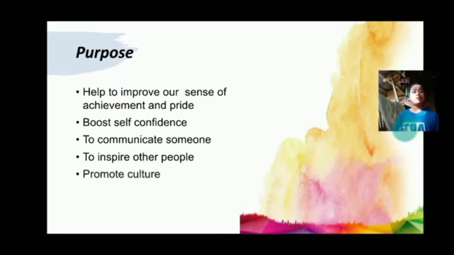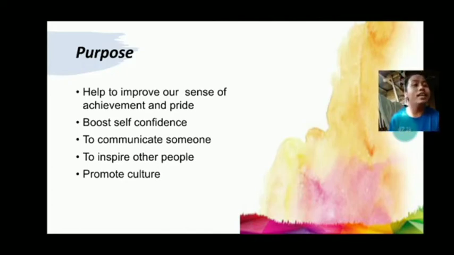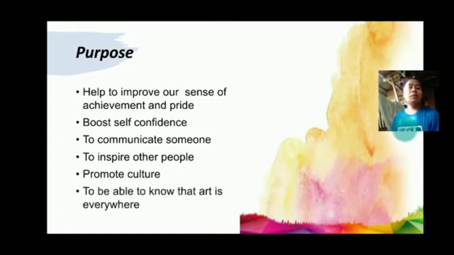Then promote culture. Culture, it will never be a culture without arts. Partner ni sila. Because art existed in the past. And culture sa una, art is there. You're dancing, writing, drawing, painting. And that explains why.